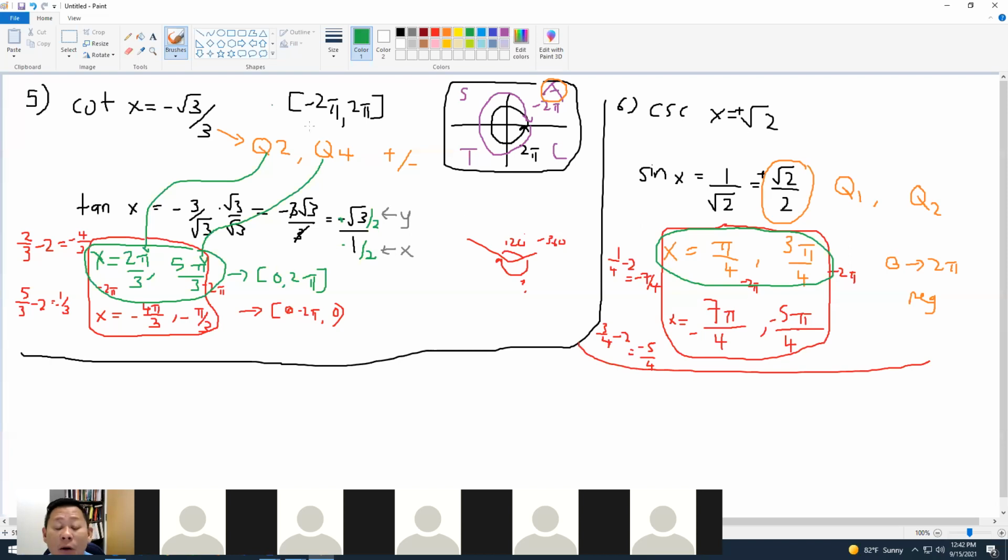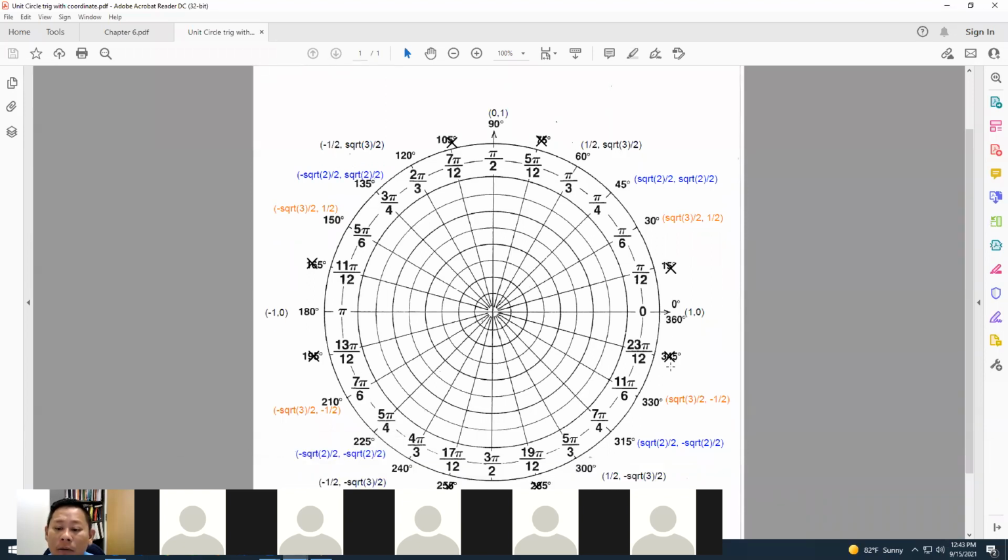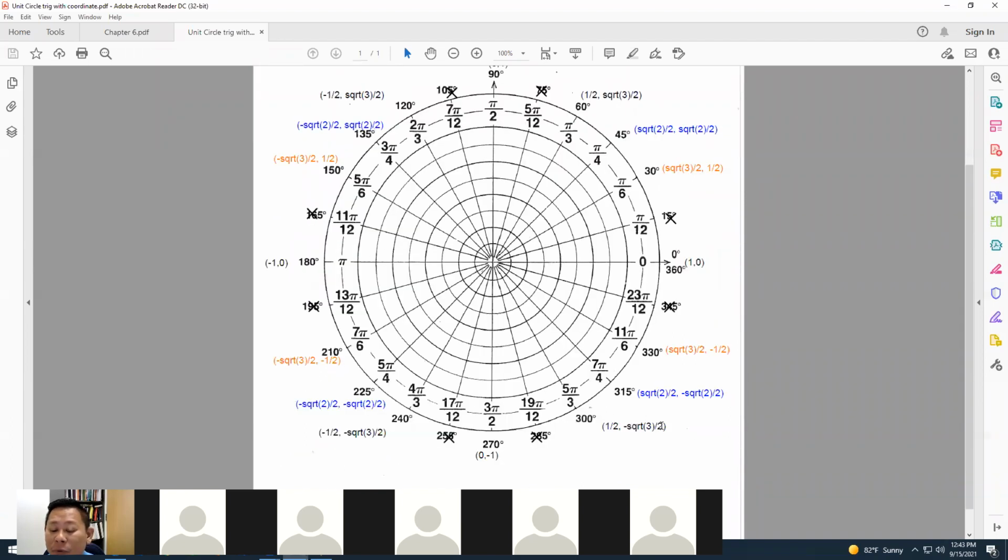How do you practice this? You just look at your unit circle, or you can do your homework. I think your homework has some of those. You just pick a number, any number you want. You can take something like negative square root of 3 over 2, and you say sine or cosine of it. Then you can figure out what's going on.